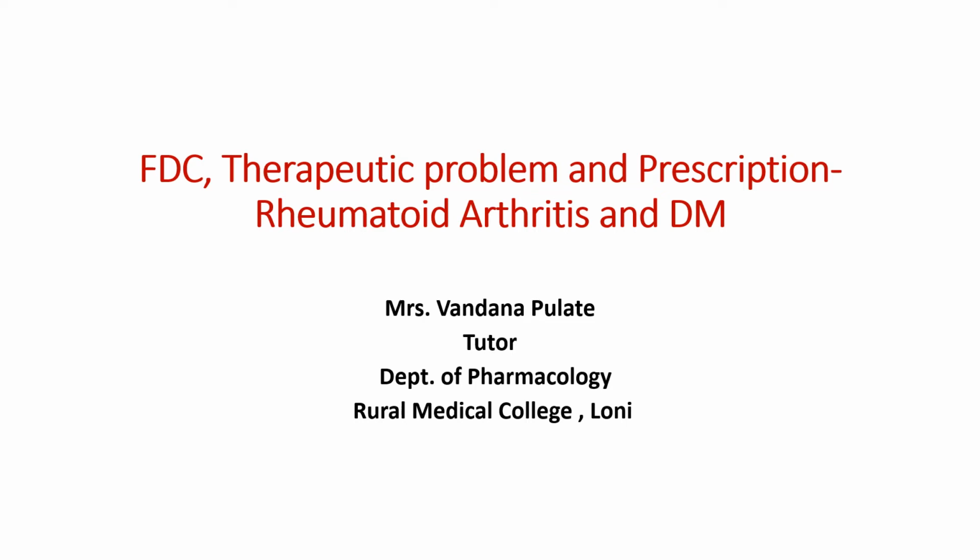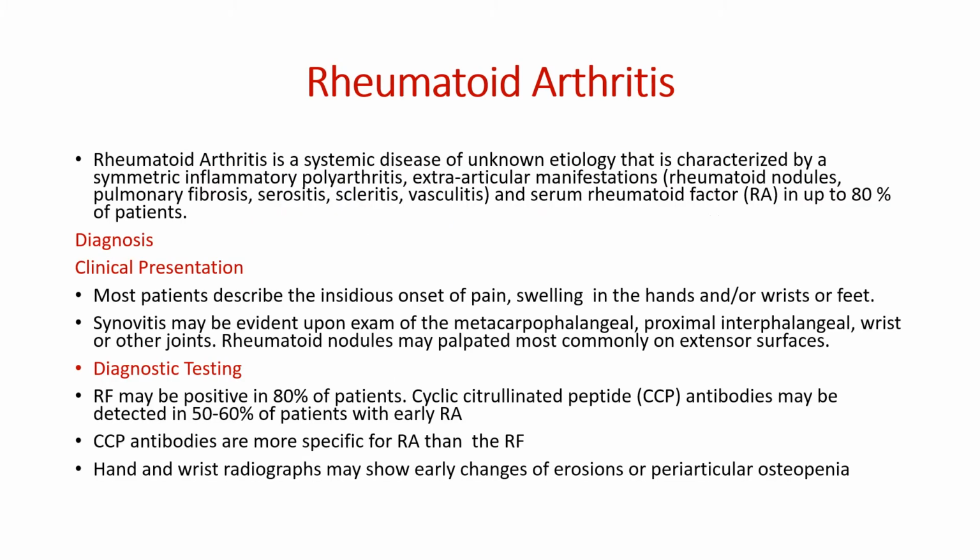Today we are going to see some fixed dose combination therapeutic problem prescription related to rheumatoid arthritis and diabetes mellitus. So today we will begin with rheumatoid arthritis. Rheumatoid arthritis is a systemic disease of unknown etiology.